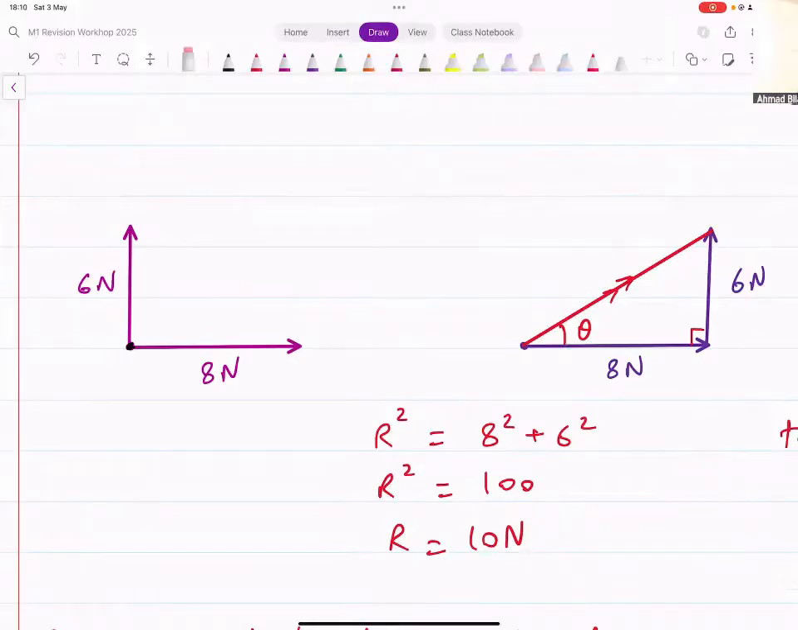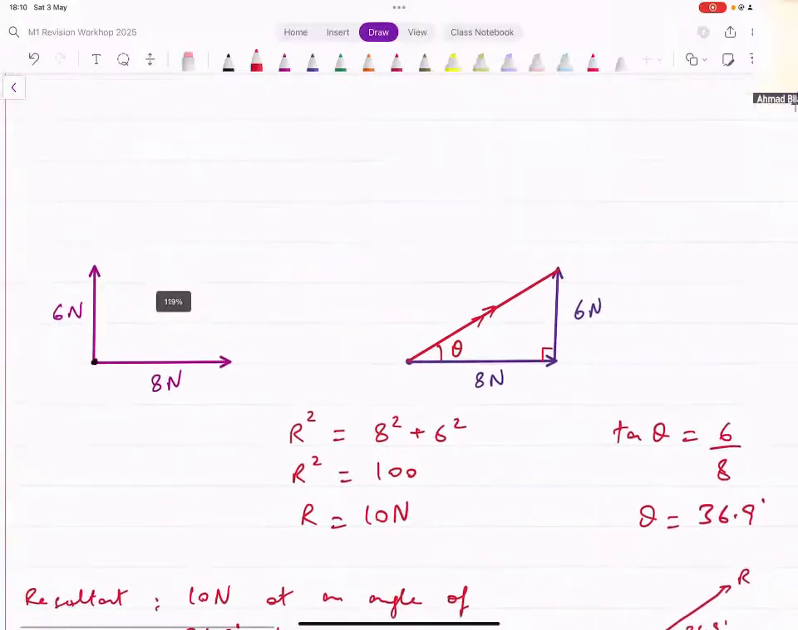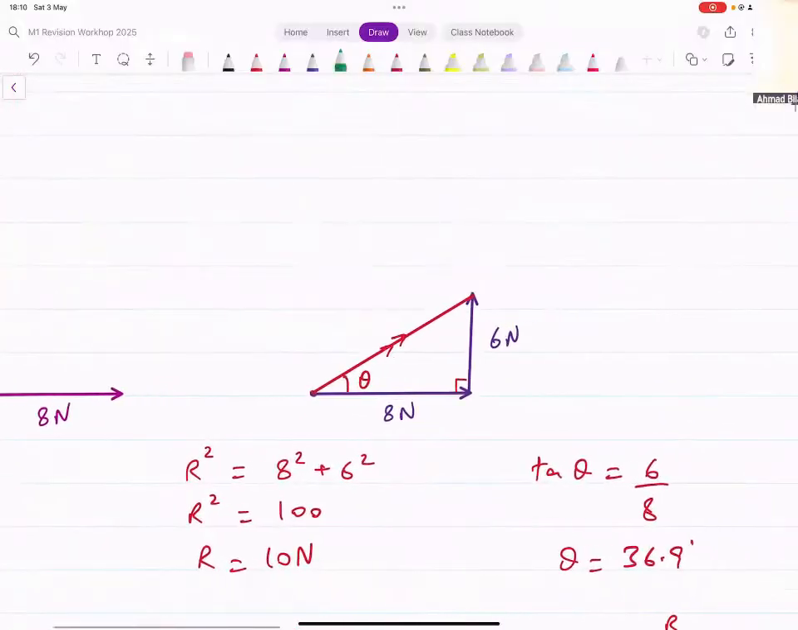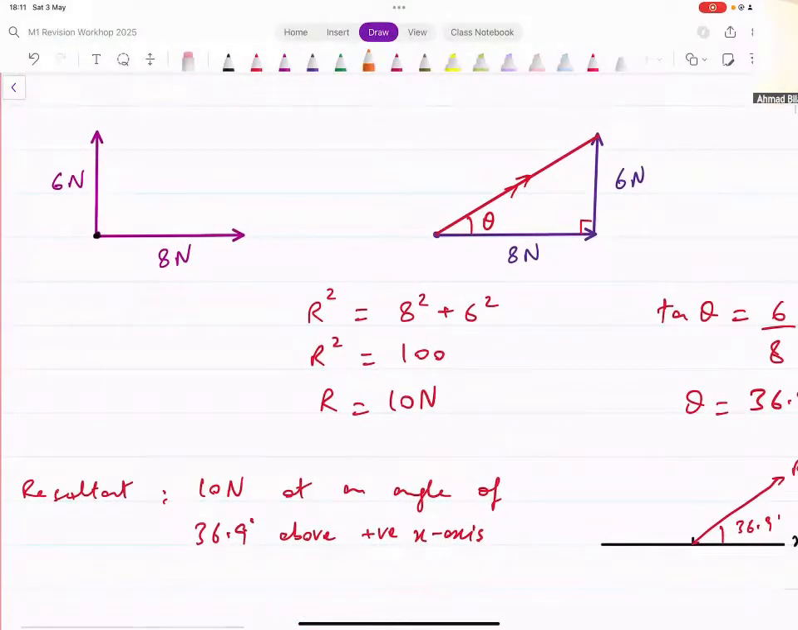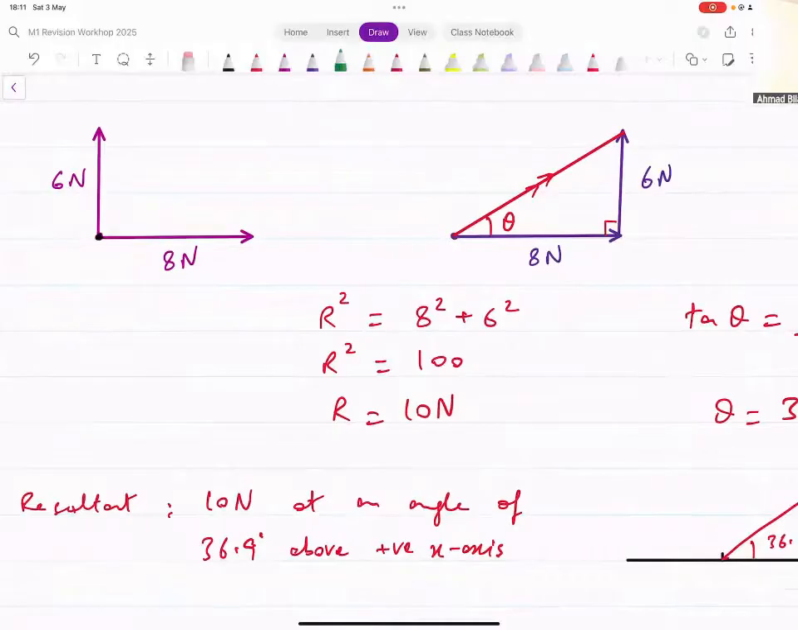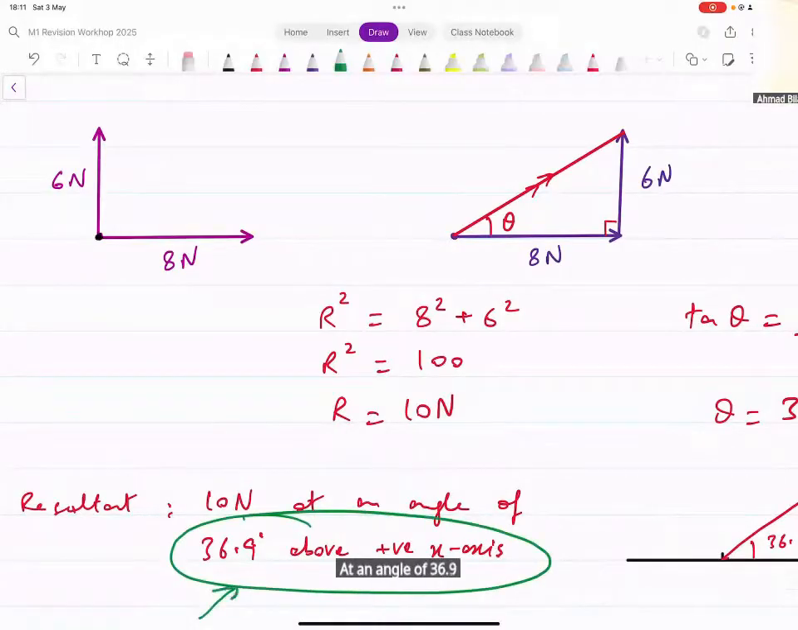Direction means at what angle is the force acting? How do you find that direction? You can use tan for that. In this case, you can say perpendicular over the base, 6/8, should equal tan of this theta, and that will give you the angle. The angle turns out to be 36.9 degrees. So then you say the resultant force here is acting at an angle of 36.9 degrees above the positive x-axis, and its magnitude is 10 Newton.